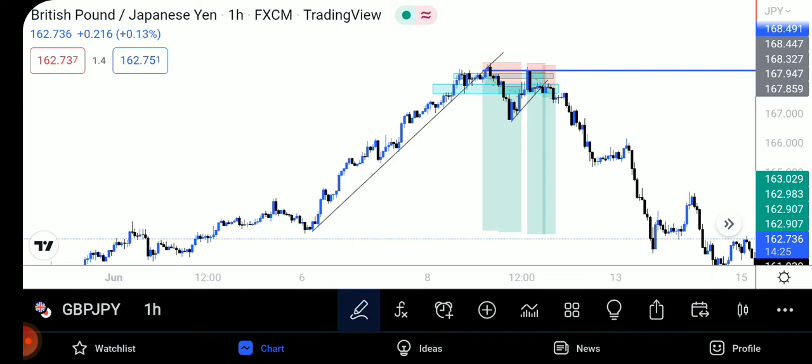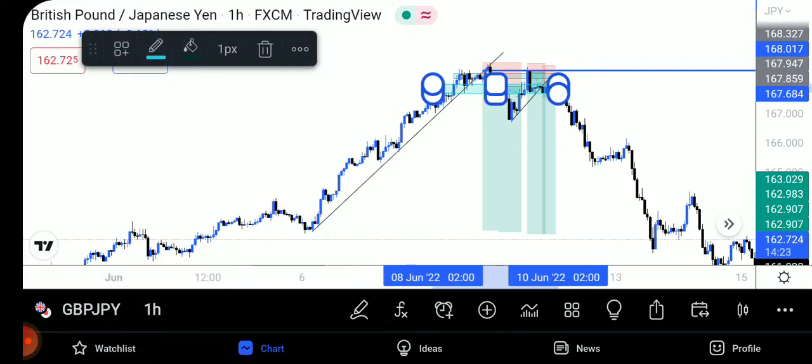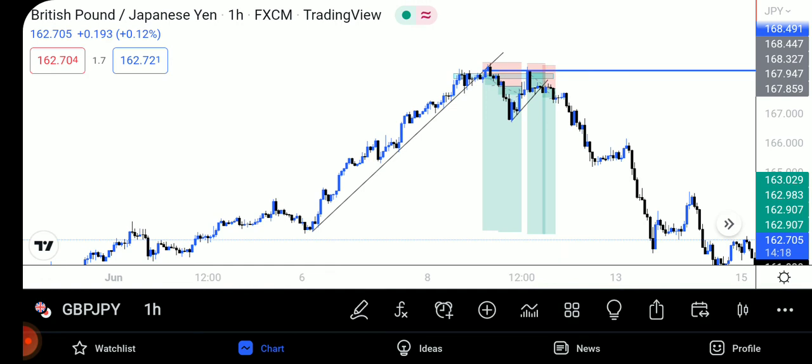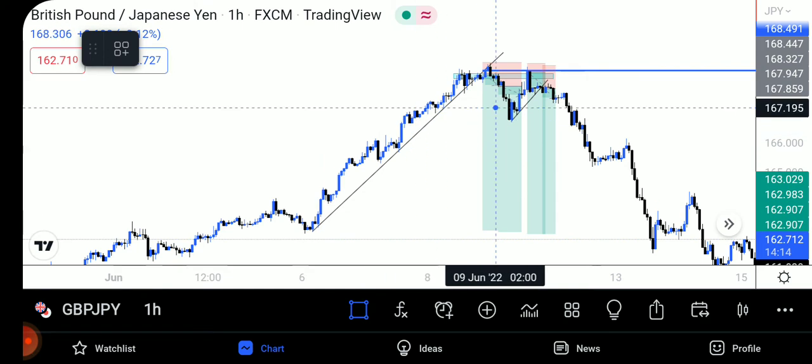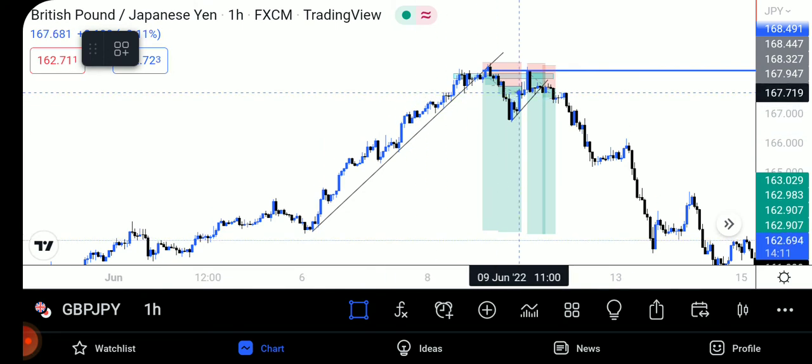Now we see, let me just get rid of this zone again, since we already used it. Since we already used that zone, let me just draw another zone that we see. We're talking about structure now, because the market is now forming lower highs.